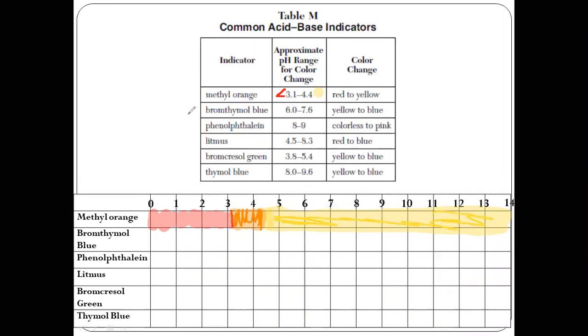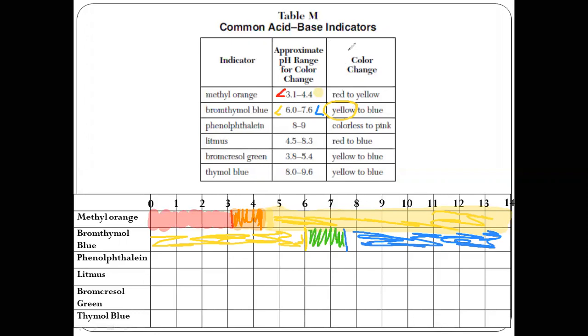Okay, on the next one we have bromethymol blue. So less than 6 is yellow. It's going to be yellow all the way to here. Blue will be above 7.6. And then yellow plus blue make green. So it'll be green in the middle.